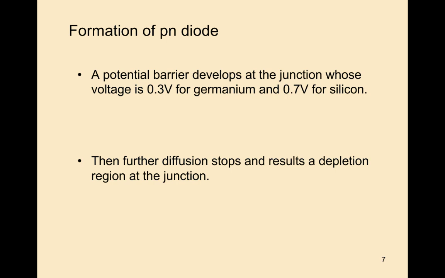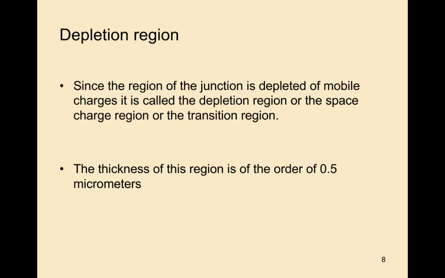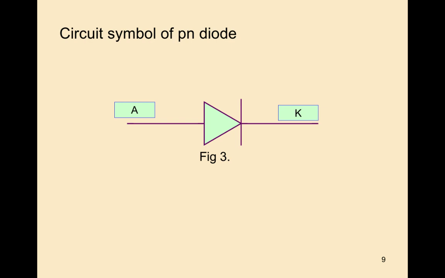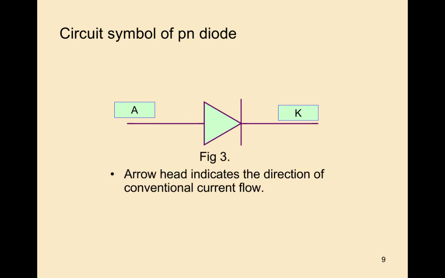After this potential barrier, there is no diffusion, resulting in a depletion region at the junction. The depletion region is also called the space charge region or the transition region. The thickness of this region is of the order of 0.5 micrometers. This is the circuit symbol of the p-n diode. Here the arrow indicates the direction of conventional current flow.